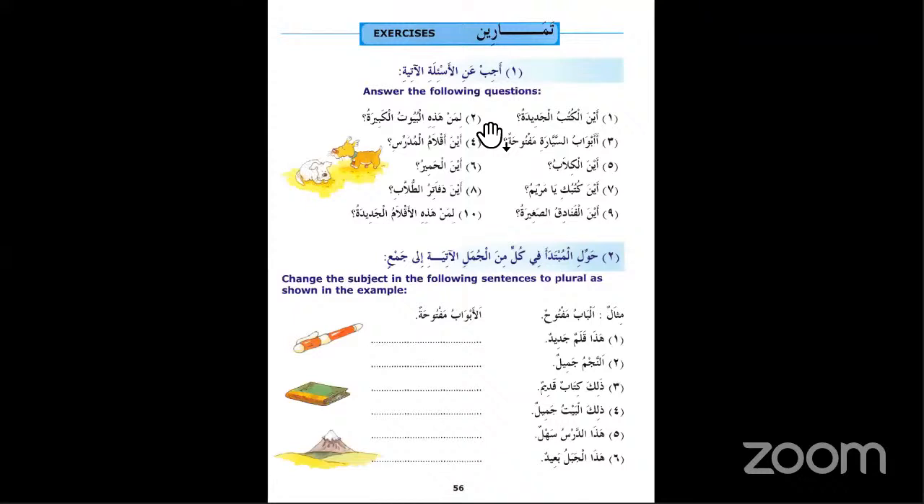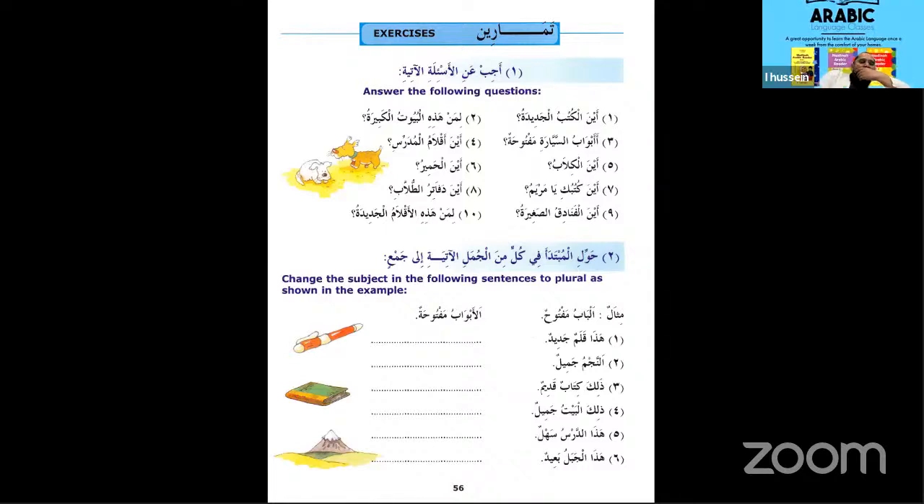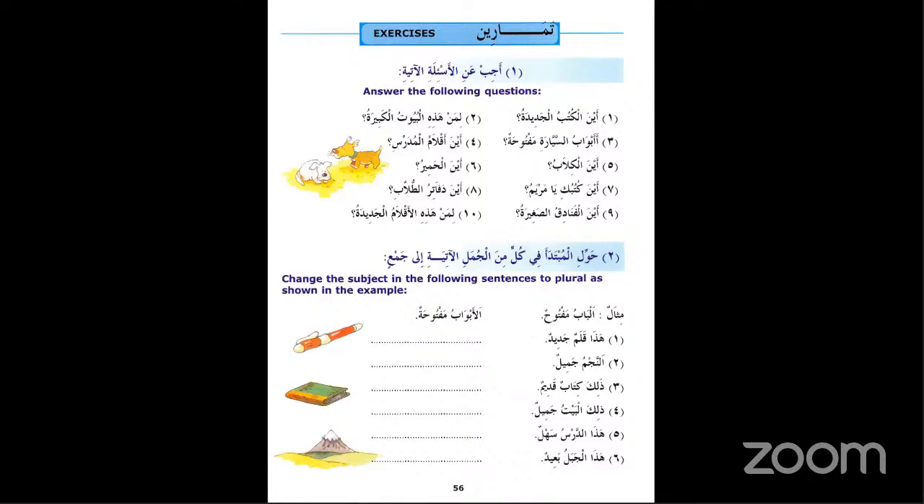Right, who's going to read number 1 and 2? It's me. Should I start? Yep. Number 1. Aina al-kutubul al-jadidatu. Where are the new books? Correct. Number 2. Liman hazihil buyutu kabiratu. For whom are these big houses?